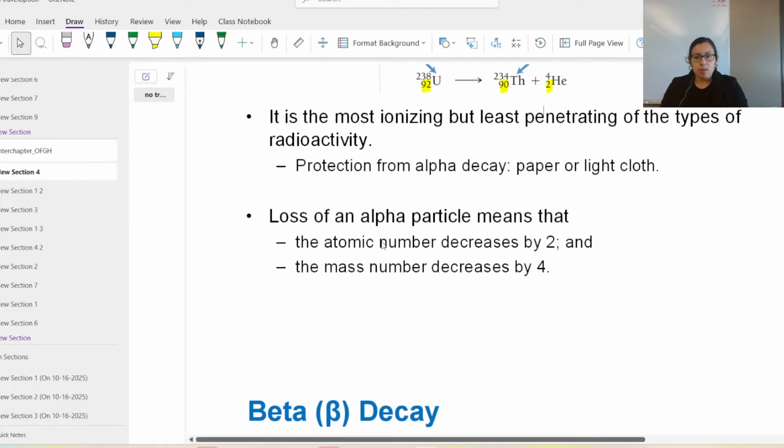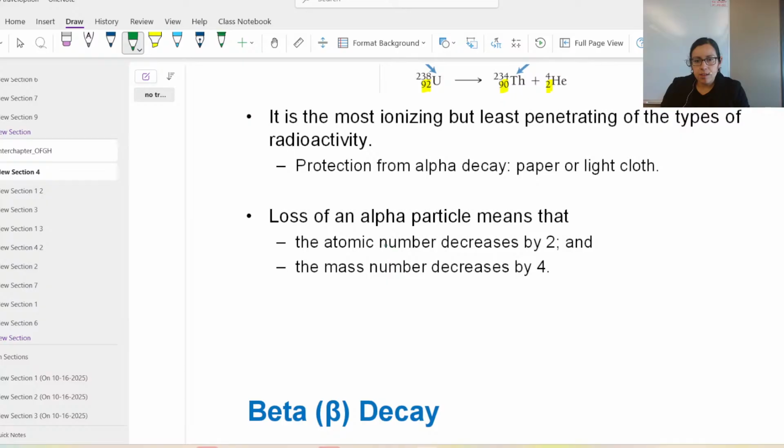And just another reminder of how to balance it: our atomic number decreases by 2, and our mass number decreases by 4. Again, nicely balanced with our chemical symbols.